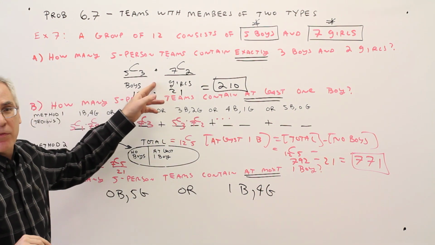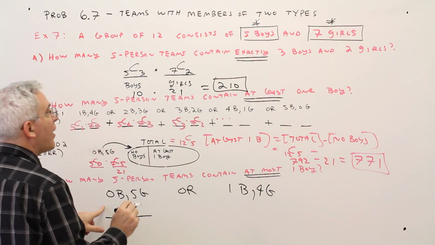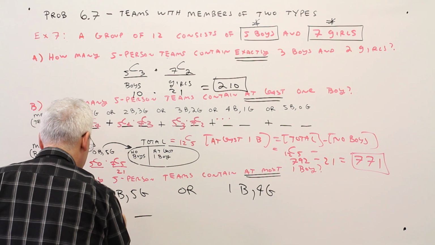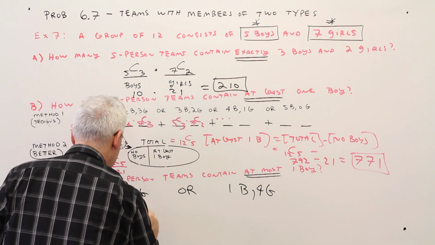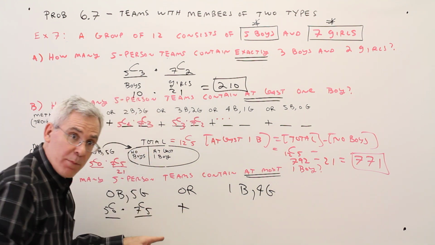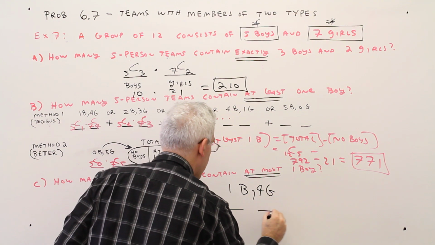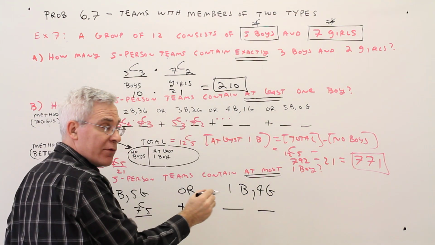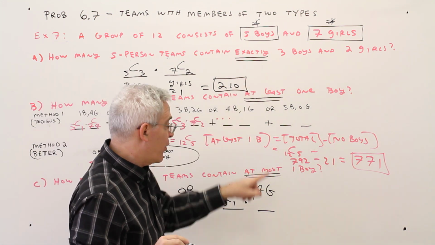Okay, so now it's just like this problem, but just doing a couple more scenarios. So we'll pick the boys. Out of the 5 boys, choose 0 times out of the 7 girls, choose 5, or means plus, and means multiply. Over here, out of the 5 boys, choose 1, times out of the 7 girls, choose 4.